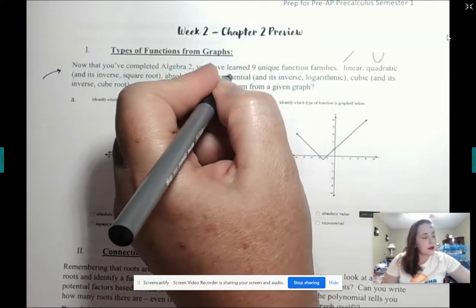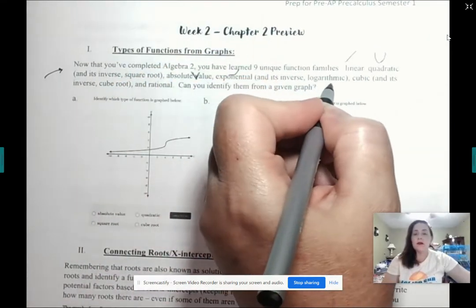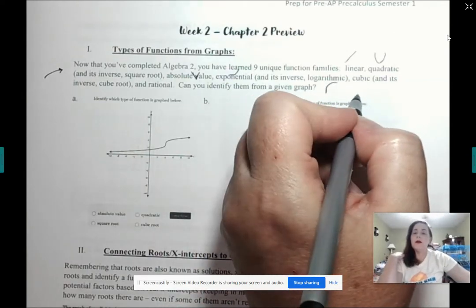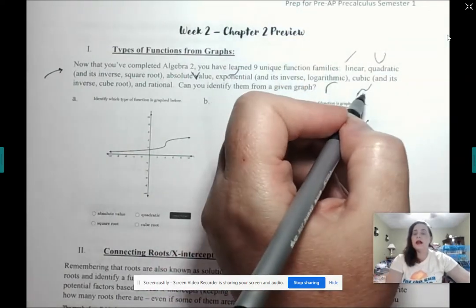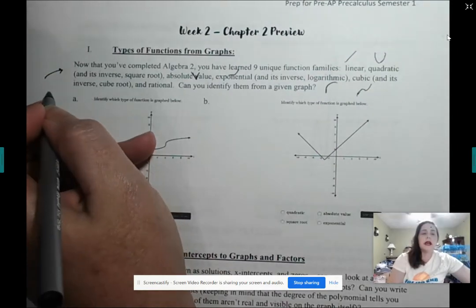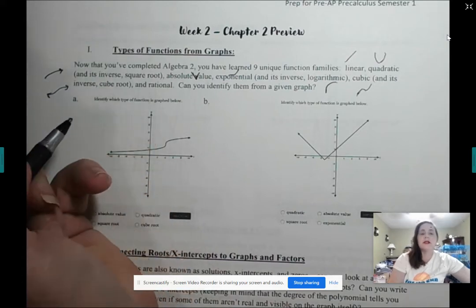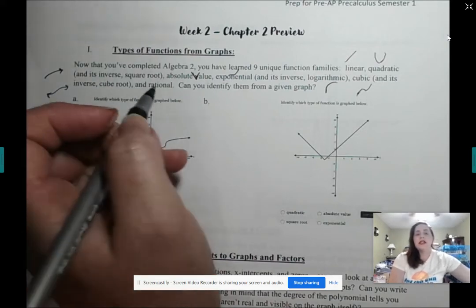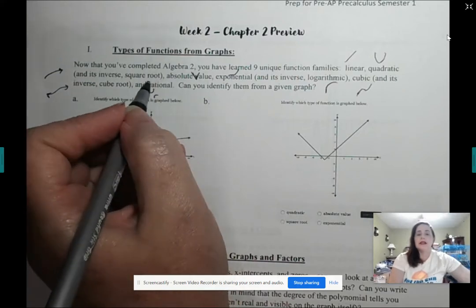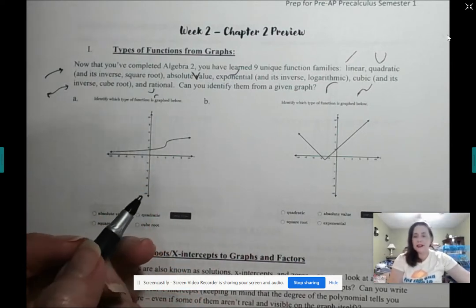Exponential, which is a curve that flattens horizontally, and logarithmic, which is a curve that flattens vertically with that asymptote. Cubic has this wiggle in it going left and right and up and down, but it looks a little more vertical. Cube root is the same thing, goes up, goes down, goes left, goes right, but it has a little bit more of a horizontal orientation. And then rational is that one type of split graph that we've had where it has asymptotes in 2 or more places. So I need you to be able to identify those.